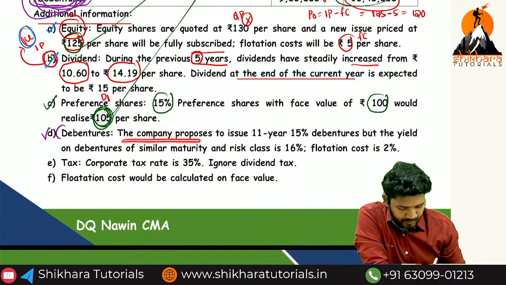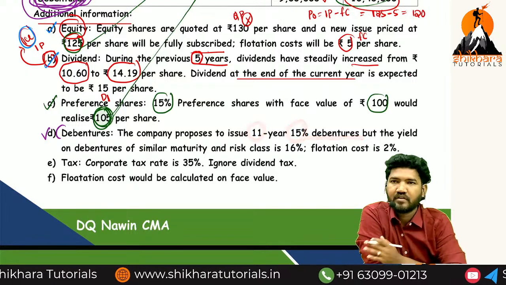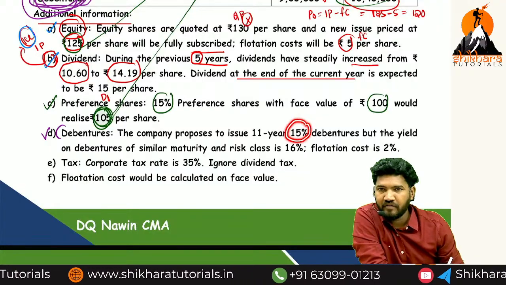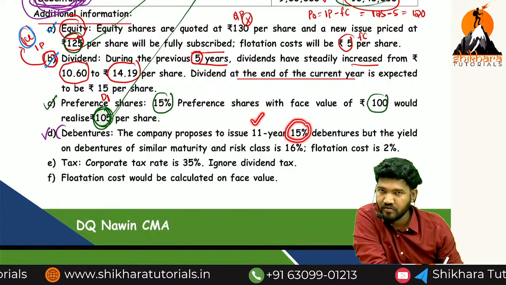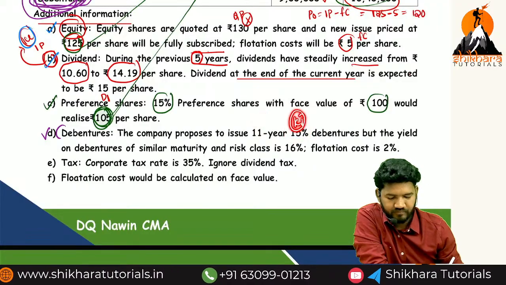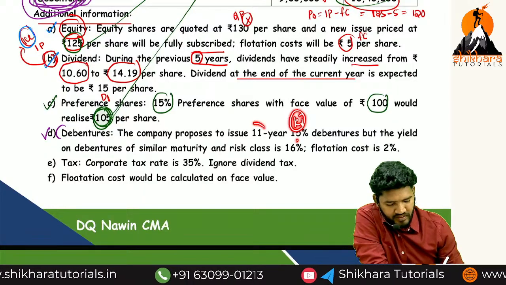The company proposes to issue 11 years, 15% debentures. They decided at that agreement what rate? 15% for how many years? 11 years. So is this a pre-tax KD? Are you agreed? Pre-tax KD, yes or no? No. Now this is the number of years.